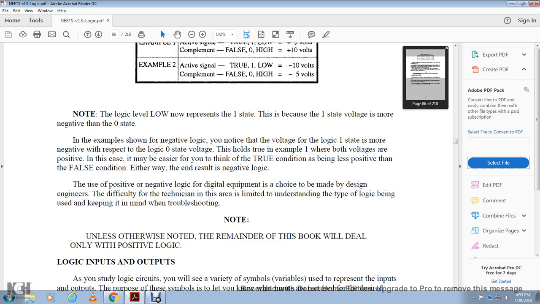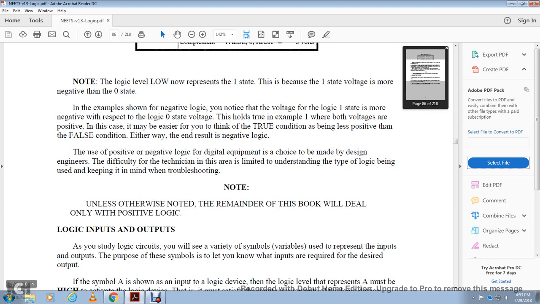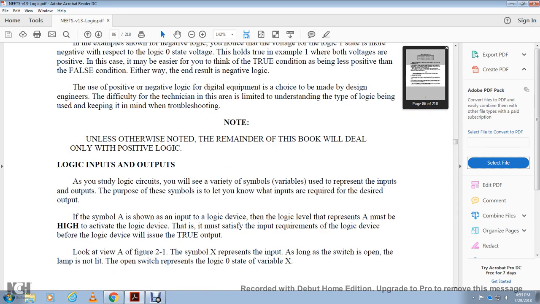Unless otherwise noted, the remainder of this book will deal only with positive logic. The inputs and outputs are shown with symbols that represent the variables. The purpose of these symbols is to let you know which inputs are required for the desired outputs. If the symbol A is shown at the input of a logic device, the logic level represented by A must be high, that is active, at the logic device. The inputs must satisfy the requirements of the logic device before it will issue the true output. Look at view A of figure 2-11, and the symbol X representing the output.